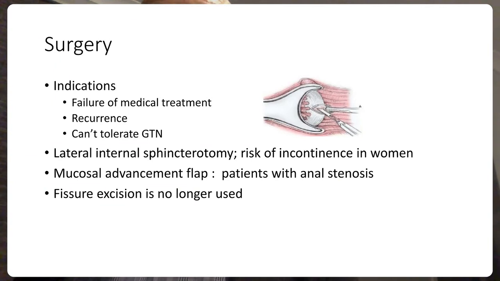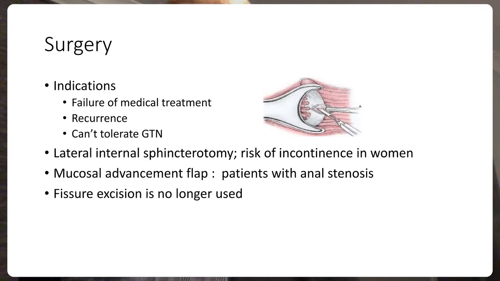So the surgery is called lateral sphincterotomy, which is division of about a centimeter of the internal sphincter at the level of the fissure. Now, the procedure is simple but needs to be done under general anesthesia. Patients who fail medical treatment, they get offered lateral sphincterotomy. Patients who have recurrences of fissure, they will be suitable.